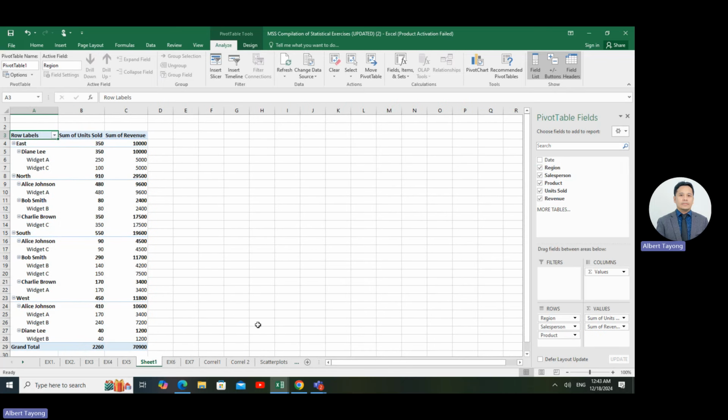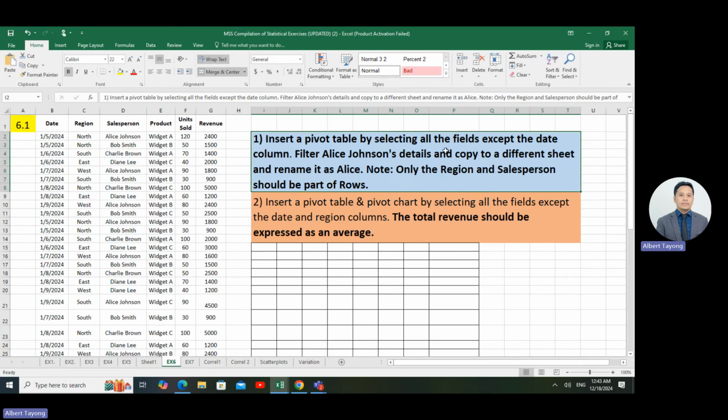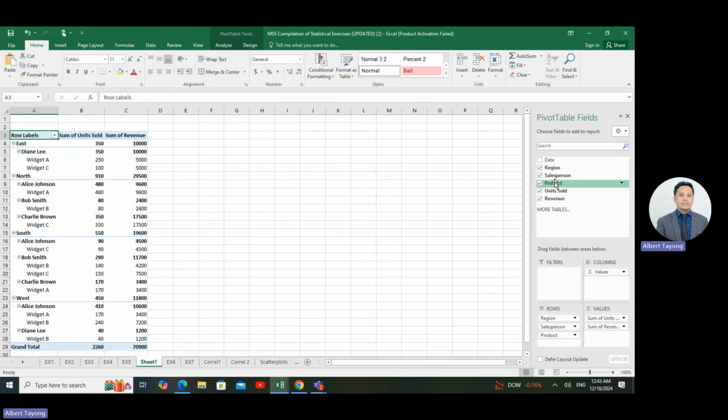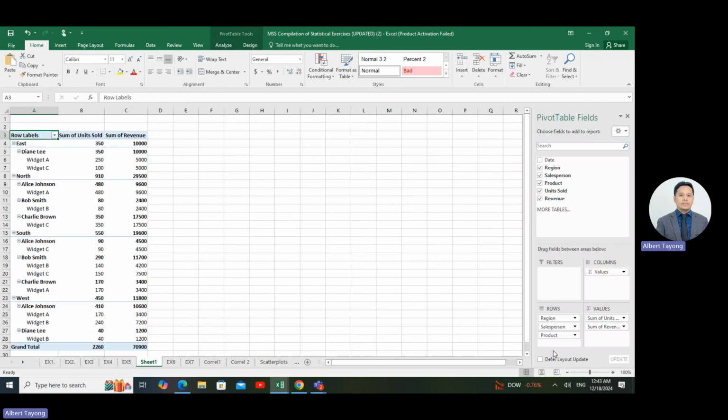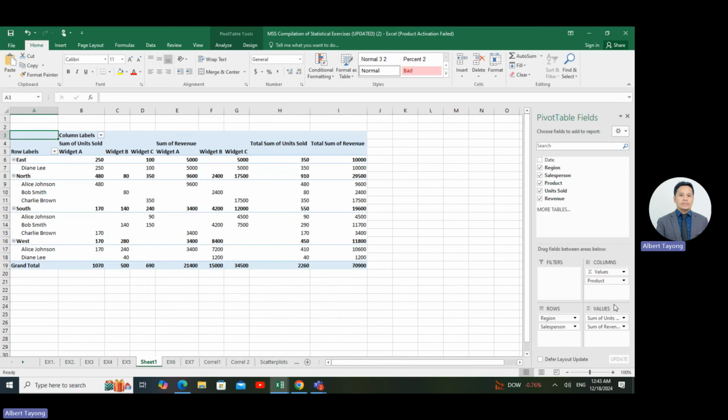Well, if you're confused, you can go back to the question again and try to read and understand the question. You're going to select all the fields. It means all the titles except date. And you can go back there. So we have everything except the date. And as mentioned here, only the region and salesperson should be under the rows. So it means we have to move our product under the columns. It becomes like this, right?